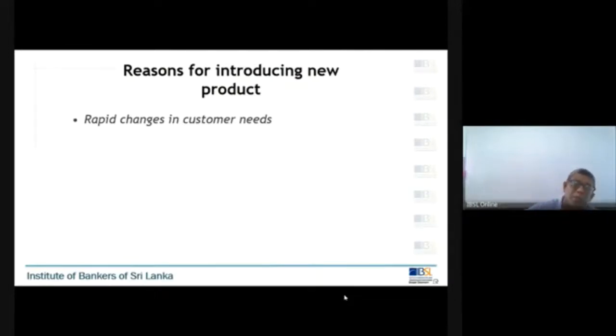So banks need to offer digital financial products. Some people need only passbooks and things. People are not like before; now you are going for electronic products. So that's why you need to introduce new products.